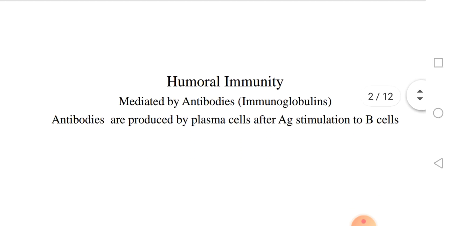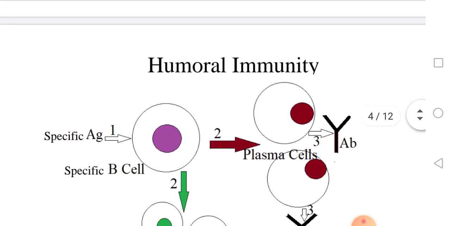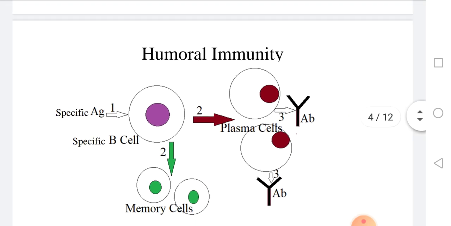Now we come to humoral immunity, the one which is mediated by antibodies or immunoglobulins. I would like to draw your attention here that the antibody is the same as the immunoglobulin. Antibodies are glycoproteins which are produced by plasma cells after antigenic stimulation to the B cells. This drawing will make the information clear for you.